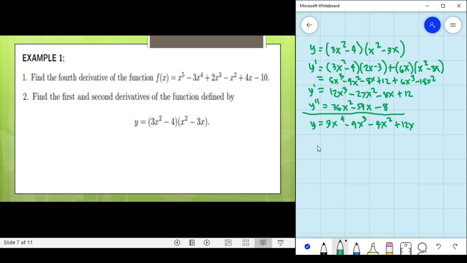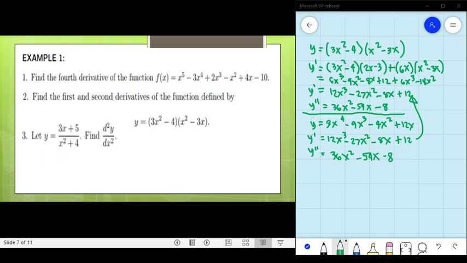Okay, after simplifying, let us now find the first derivative. So the first derivative would be 12x cubed. Then the derivative of the second term is negative 27x squared. And the derivative of this is negative 8x. And the derivative of 12x is positive 12. See, we've got the same answer. And finding the second derivative, it should be the same: 36x squared minus 54x minus 8. Okay?